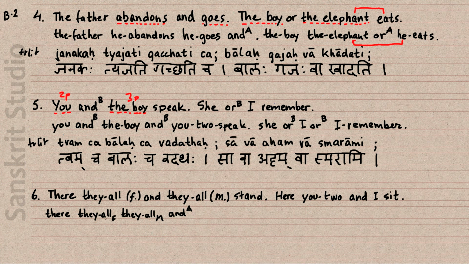But in this case we have two plurals, so it cannot be anything else than plural here for the implicit subject in the verb. They all stand, right? And then we have another adverb here, and we have you two, which is ungendered, you two and I. So we have to put the "and" there at the end.